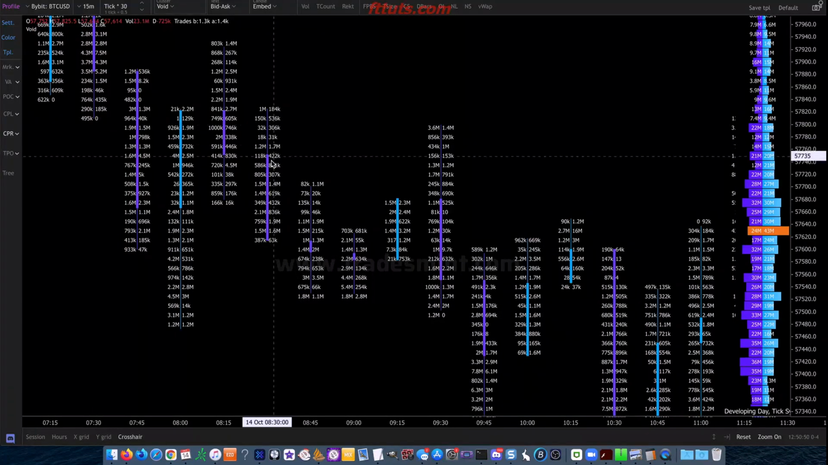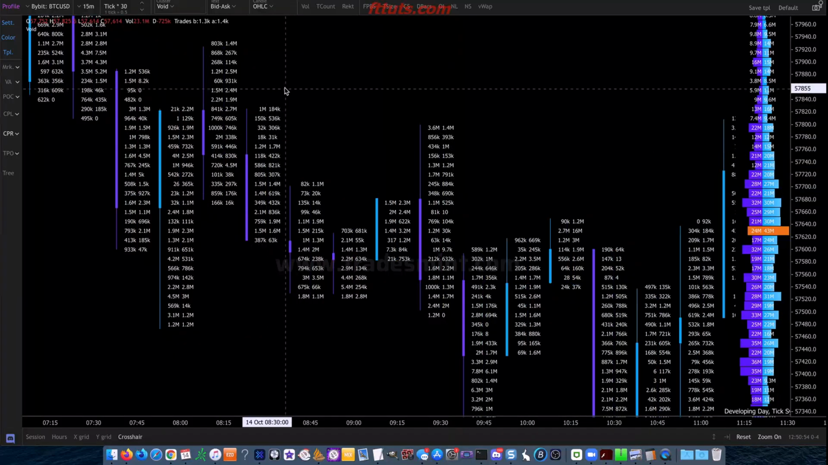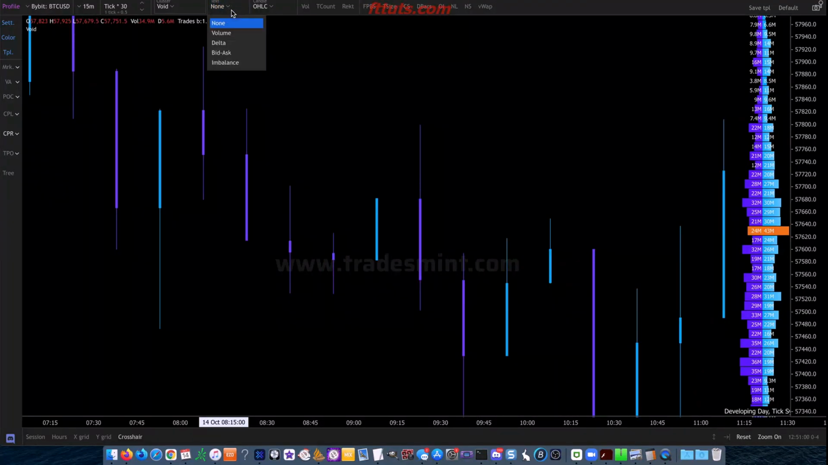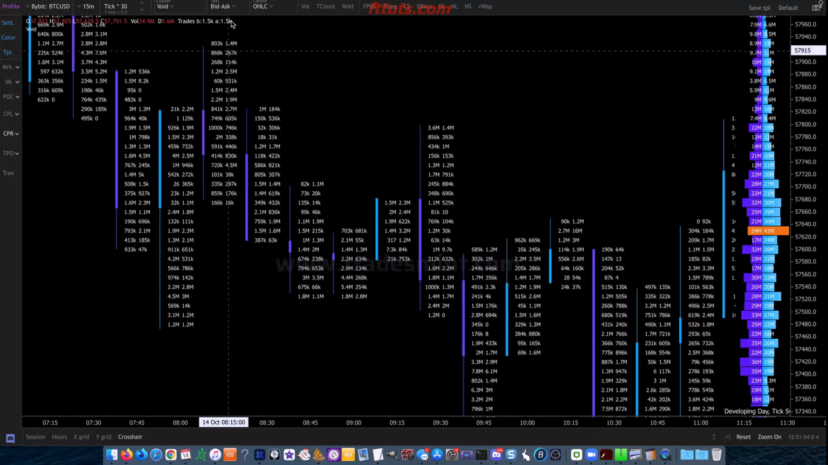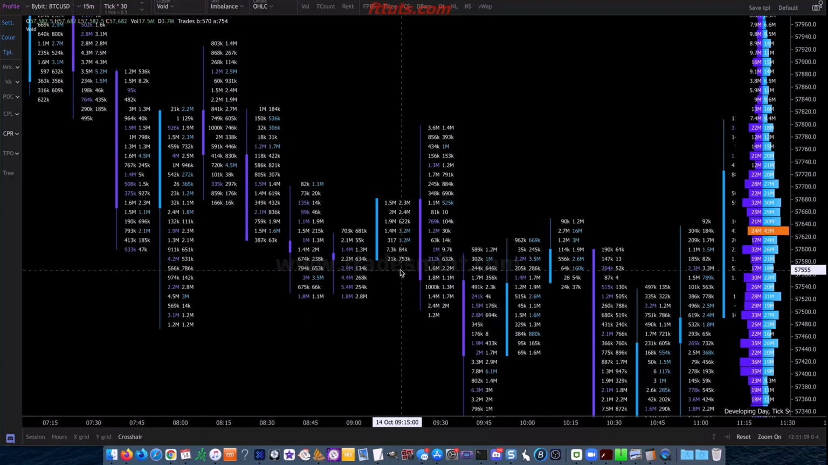Okay, there's a whole bunch of different options here. You can put the candle in the middle like that. I like to put it over on the left. And then the text here is basically going to show you what text you want to see. You can either see volume, you can see delta, you can see bid ask, or you can see imbalance. Now, imbalance is the same as bid ask. It's just showing you where there are heavy imbalances in the buys versus sells. We'll get into that more later, but I like to keep it on bid ask.